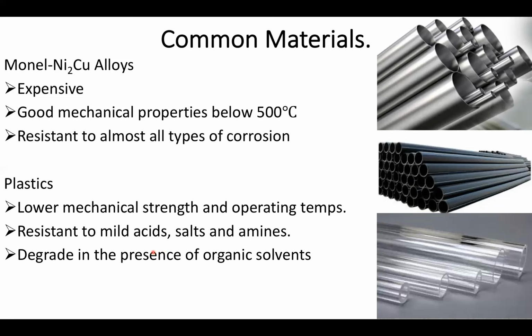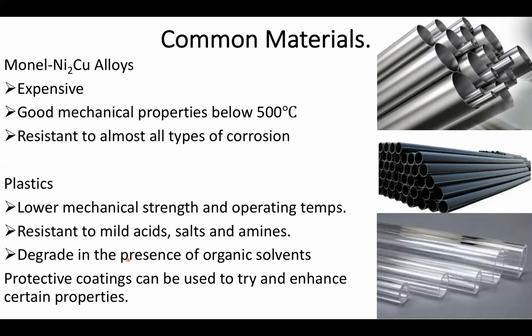But sometimes using one of these materials might not be the right choice. So you can often look at things like protective coatings. For example, if I want the higher mechanical strengths of metals, but I want the resistance to amines of a plastic, I may look at a plastic-coated metal surface. So again, that's something to be aware of when you're looking at your choice of materials.